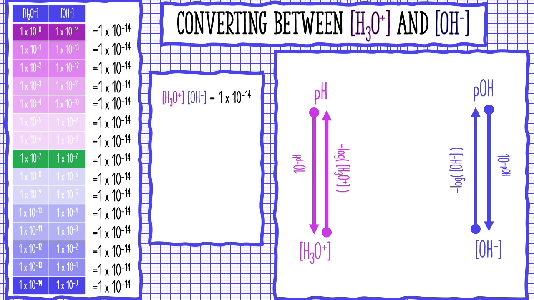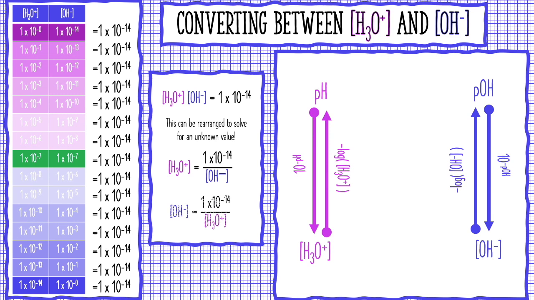What this allows us to do is, if we rearrange this equation, calculate one of these concentrations if we know the other. So if we know the hydroxide ion concentration, we can rearrange this to solve for the hydronium ion concentration. And similarly, if we know the hydronium ion concentration, we can solve for the hydroxide ion concentration.